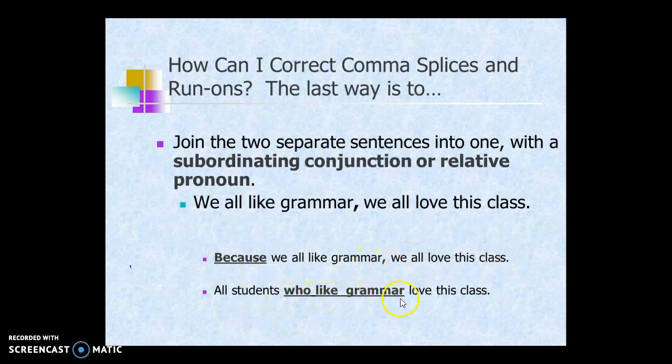All students who like grammar love this class. You can fix it also by using a relative pronoun. It means making a clause be in the middle of a sentence. Comma splice is fixed in two ways, and they are okay. So far we have studied more than 4 ways to fix run-ons and comma splices.